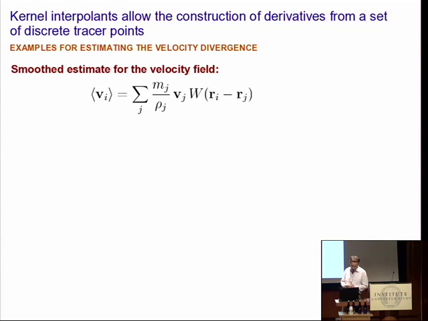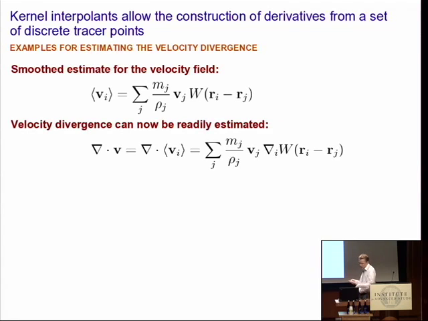So what do the SPH equations look like now? You can, for example, take this kernel interpolant to construct a smooth estimate for the velocity field, like this. And based on this, you can then also construct things like the velocity divergence, because as we said, you can differentiate the kernel interpolant, so you can pull the nabla operator in and apply it basically to the kernel. What you differentiate is the kernel. That's also why it better be a higher order thing.